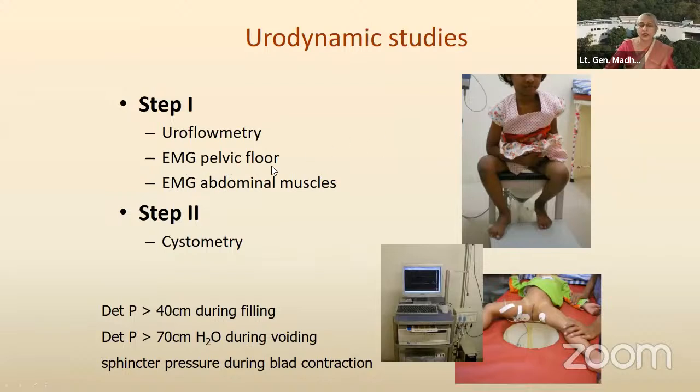It may be associated with EMG of the pelvic muscles, but cystometry is an invasive procedure wherein you have to put a lot of probes in, for abdominal pressures with a rectal probe, and a bladder probe. This is some place where we are doing some research to look at more non-invasive ways of recording these methods. What is important is any pressure going more than 40 centimeters during filling or more than 70 centimeters during voiding is abnormal. And sphincter pressure increasing during bladder contraction is also abnormal.